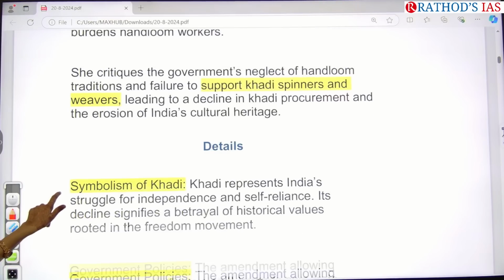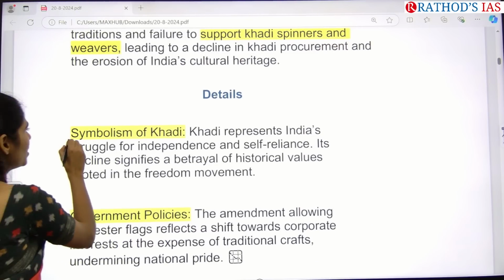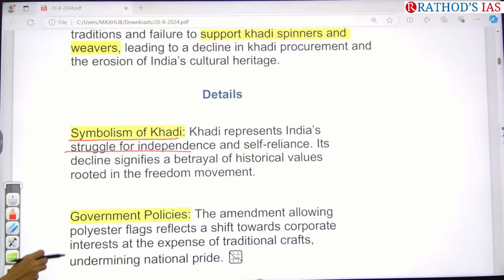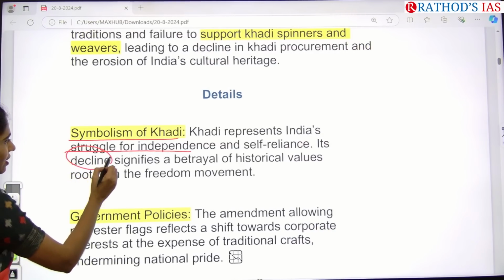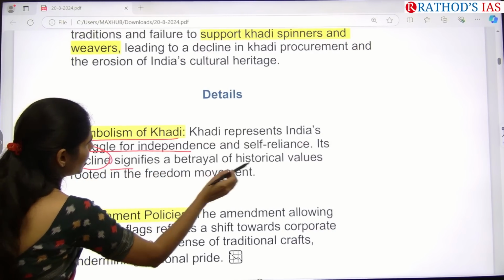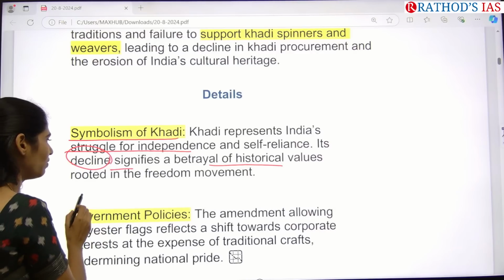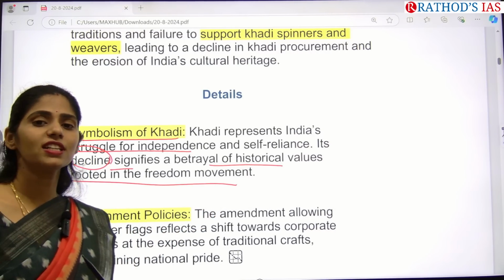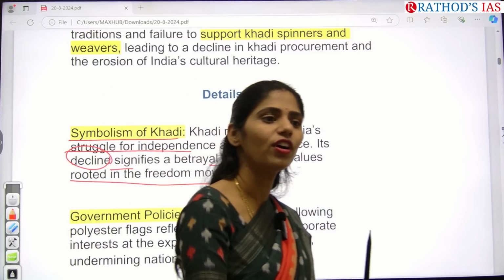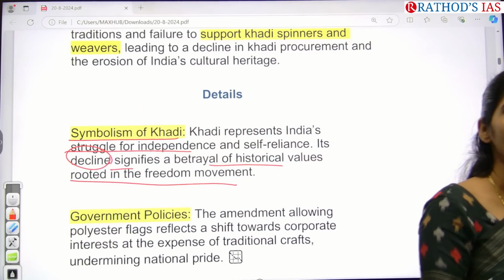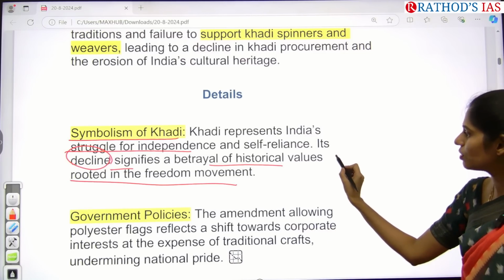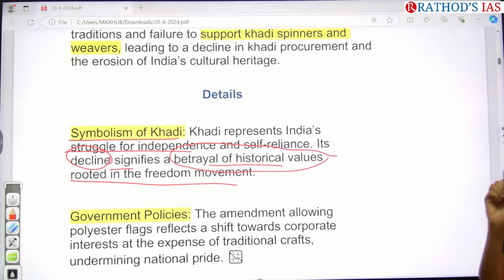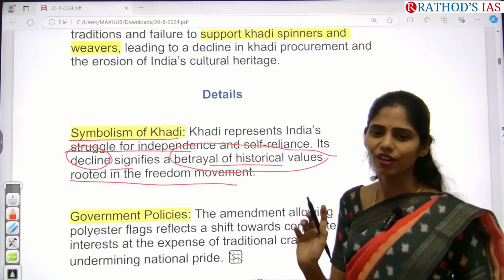And if you see, it is talking about the symbolism of khadi. Khadi represents India's struggle for independence as well as self-reliance. So its decline signifies a betrayal of our historical values, which are rooted in our freedom movement. In our freedom movement itself, we fought a lot against foreign goods and promoted our indigenous goods. So it is a betrayal of our historical value. Okay, so the point you said, it is not about ethics, it is about historical value.